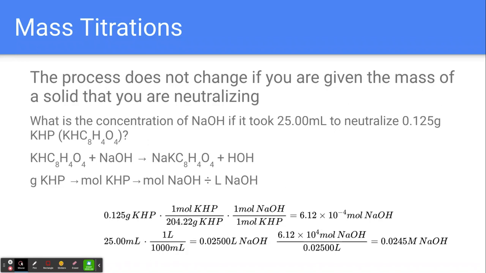So in this case, what's the concentration of sodium hydroxide if it took 25 milliliters of the sodium hydroxide to neutralize 0.125 grams of KHP? So we know the mass of the KHP. We're going to start there, get it out of grams into moles using the molar mass of that. And in this case, it was a 1-to-1 mole ratio, so we get the moles of the sodium hydroxide. We're going to get our volume of the sodium hydroxide into liters, then divide, and get our molarity.